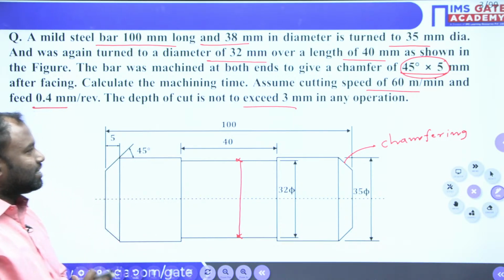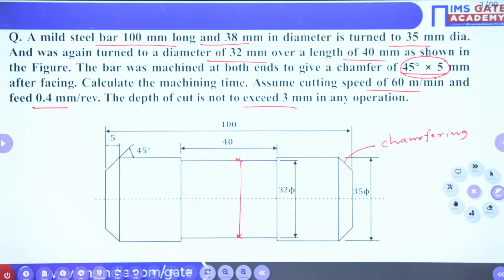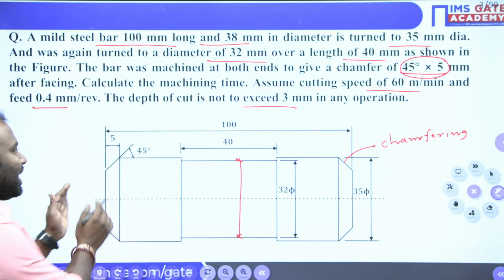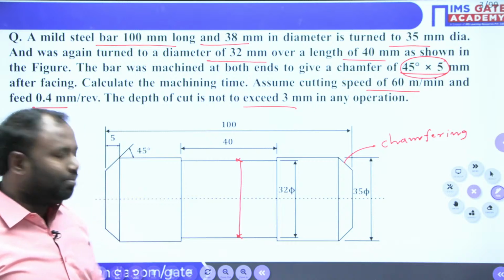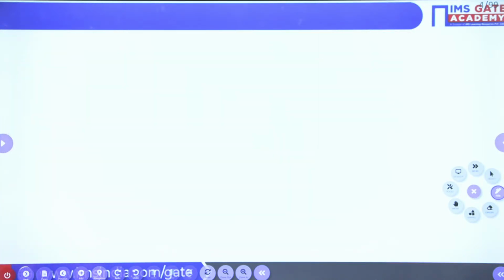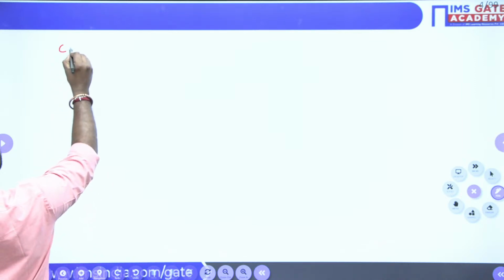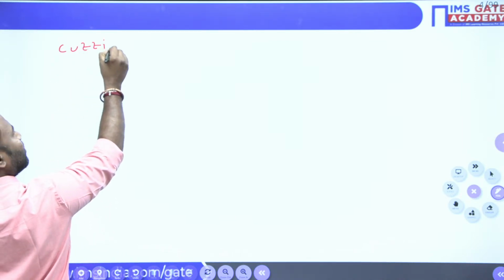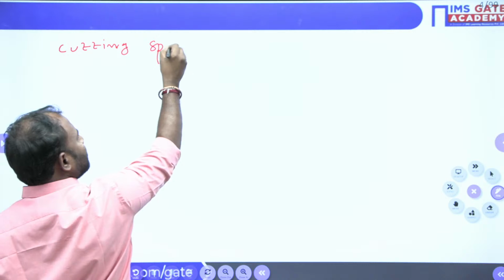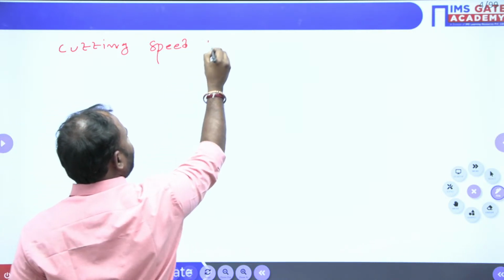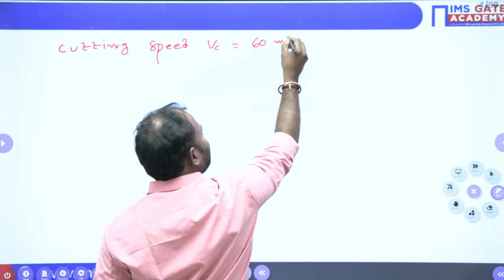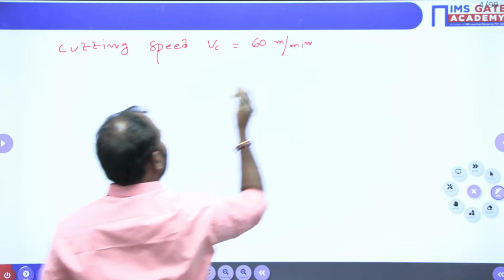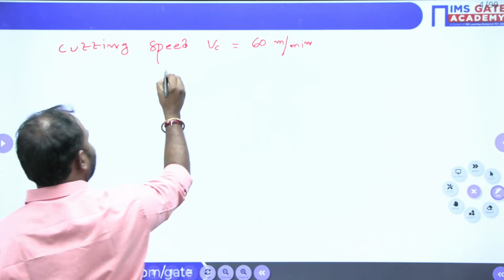Next, let us go for the given data and then we will solve it step by step. First we will calculate the machining time for the job from 38 mm to 35 mm. First I will write the given data. What is the cutting speed? Cutting speed, Vc, is given as 60 meters per minute. Next, the feed is given.